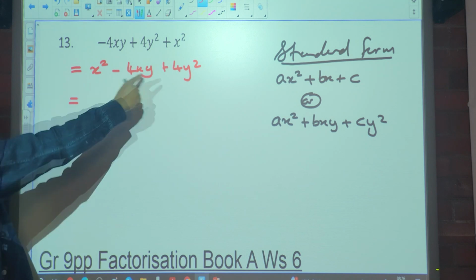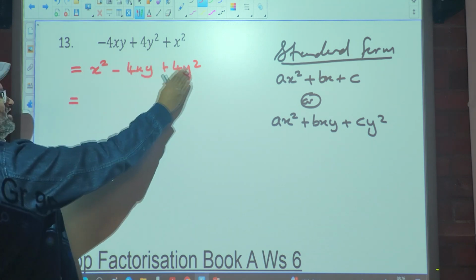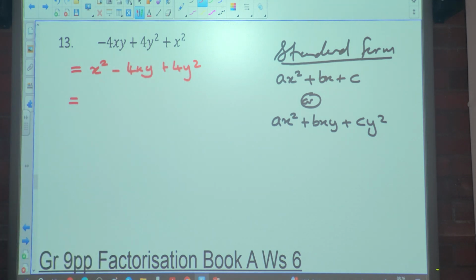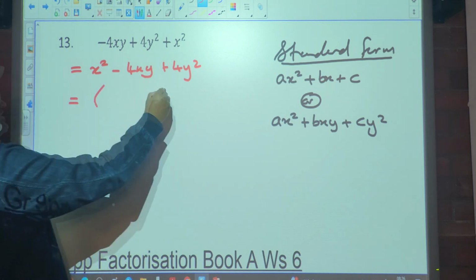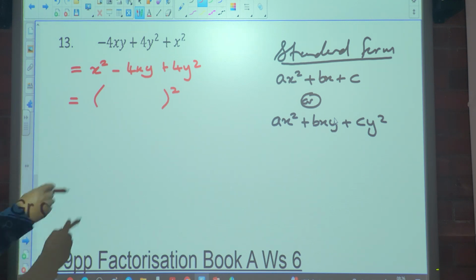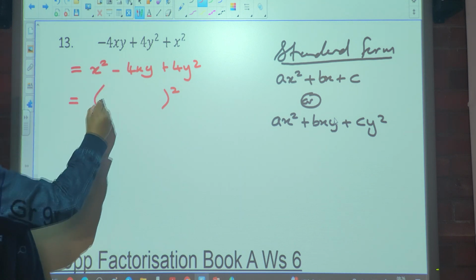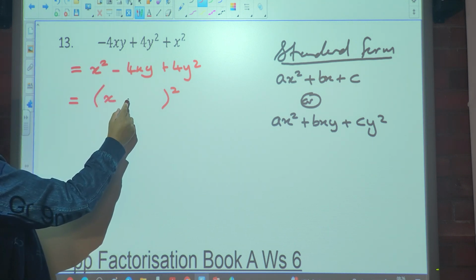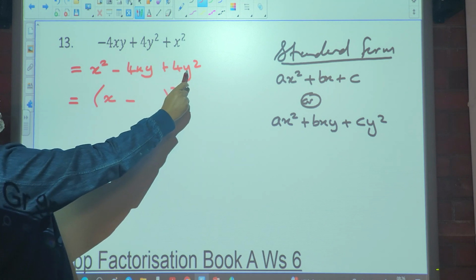So, are there three terms? Yes. Is the first and the last term perfect squares? Yes. So factorize that for me quickly. Okay, so what do we get? What's the square root of x squared? X. What sign goes here? Minus. Square root of 4y squared?